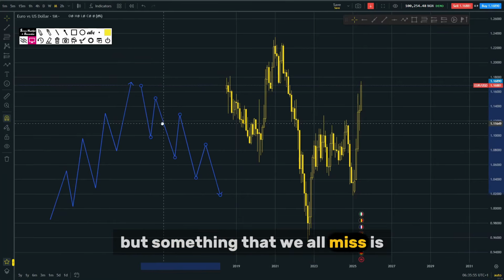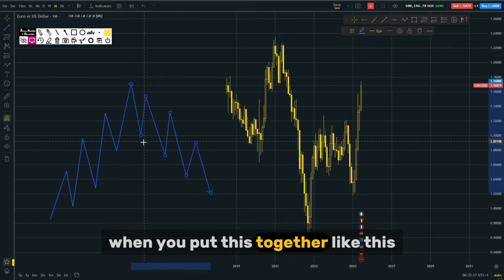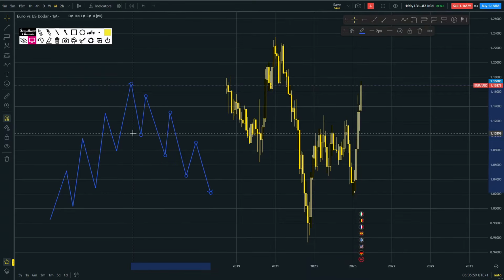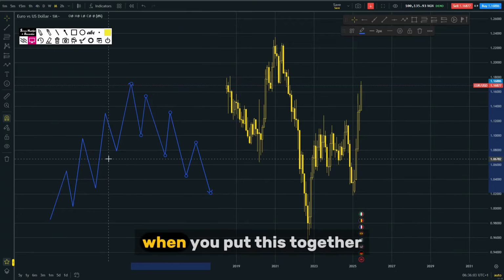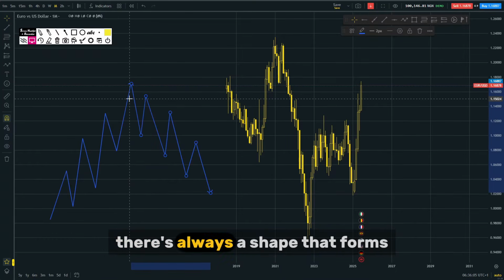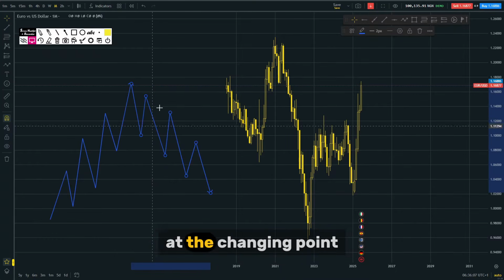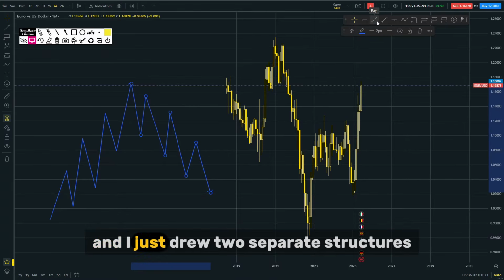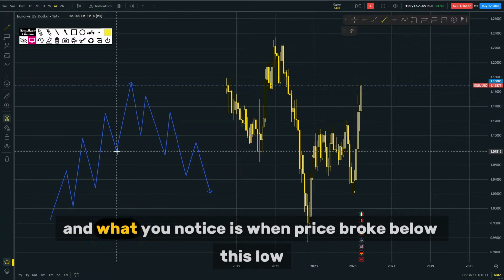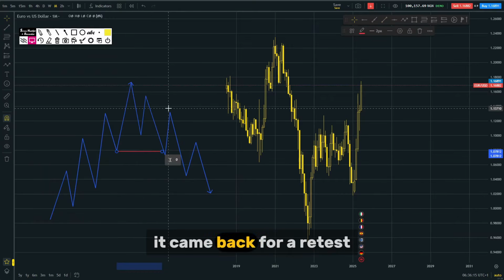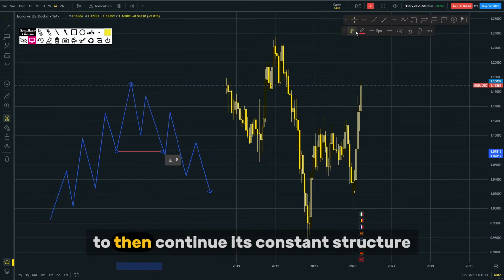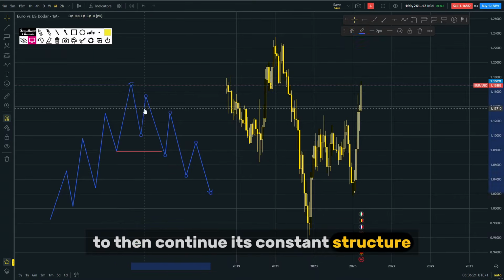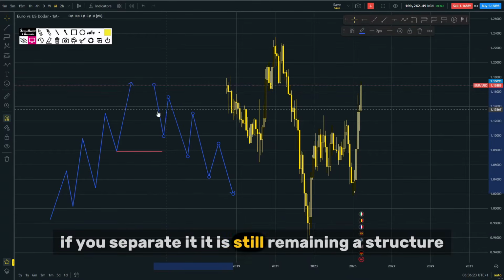But something that we all miss is when you put this together like this. When price moves up, price comes down, price goes up, price comes down. When you put this together, there's always a shape that forms at the changing point. And I just drew two separate structures. And what you notice is when price broke below this low, it came back for a retest and then went off again to then continue its constant structure. If you separate it, it is still remaining a structure.